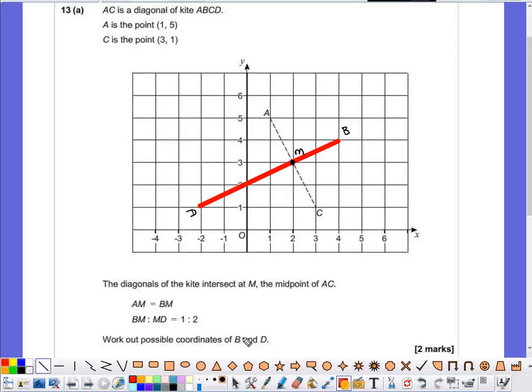What are the possible coordinates of B and D? Well, B's coordinate here is (4, 4), and D's coordinate is (-3, 1). That's only one possible option. The other option would have been to have B here at (0, 2), and to have D up here at (6, 5).